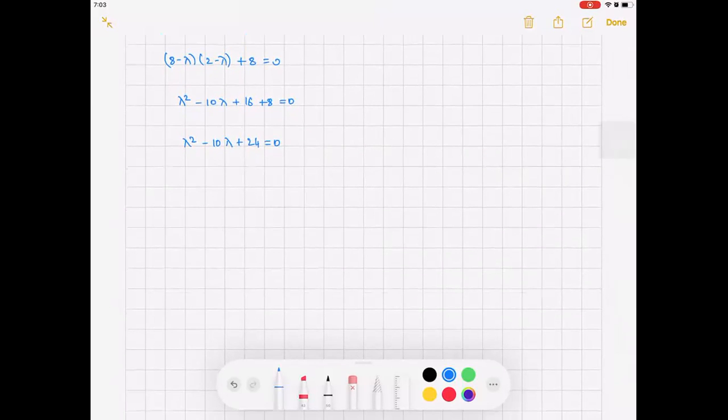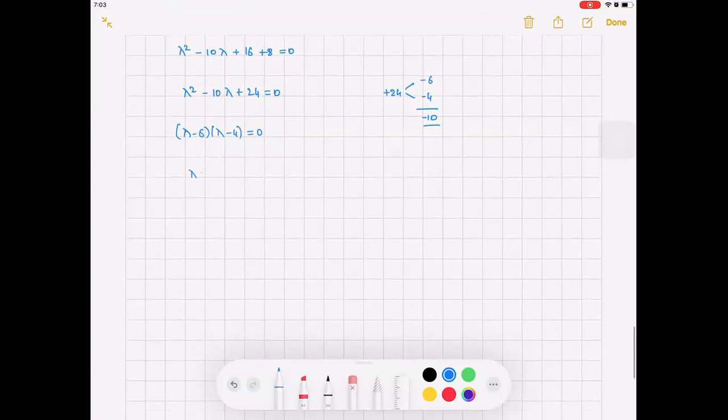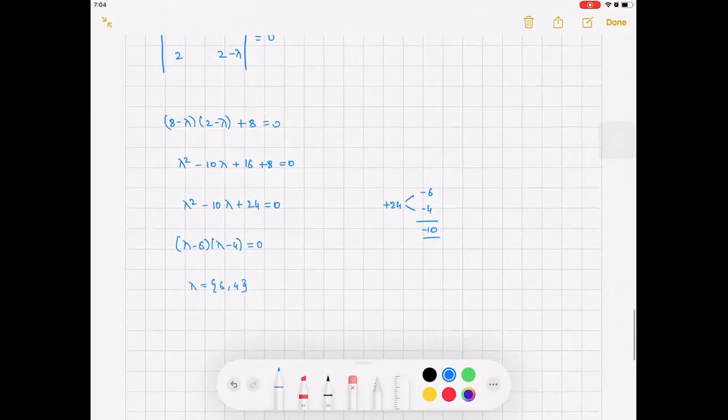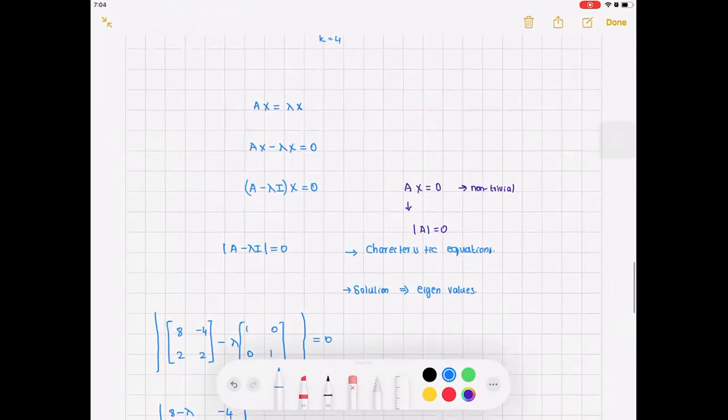If you factorize this, such that you get plus 24 as a product and minus 6 and minus 4 give minus 10 as a sum, this can be factorized as (lambda minus 6)(lambda minus 4) equal to 0. So the eigenvalues of the given matrix are lambda equal to 6 and 4. These two are the eigenvalues of the given 2 cross 2 matrix.